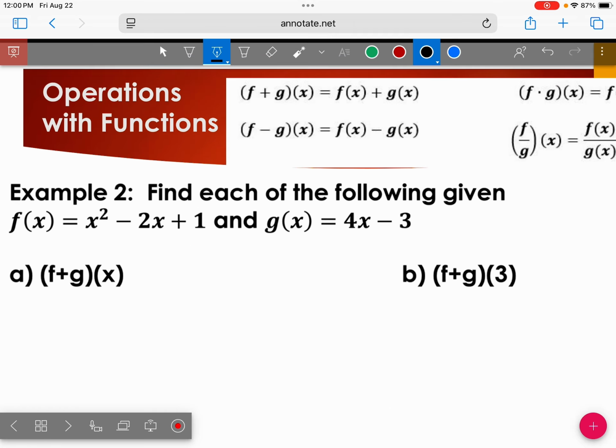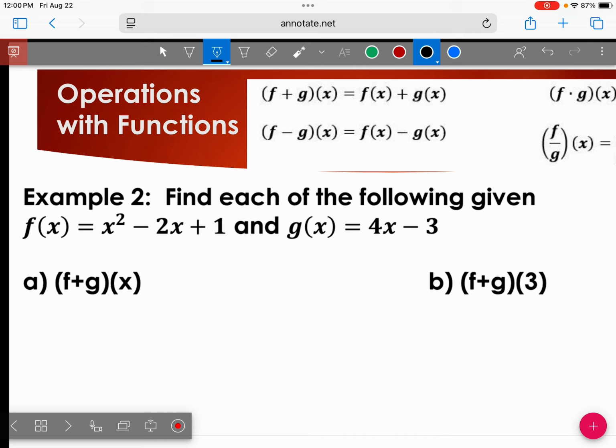So, example 2, go ahead and copy down f of x and g of x. And we're going to use the same functions for 4 different parts. Oh, no, you're thinking about composition. That's when it's an open circle.